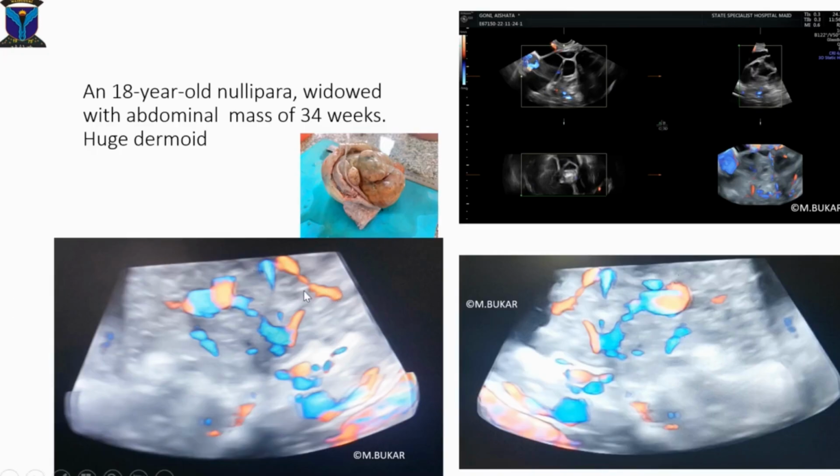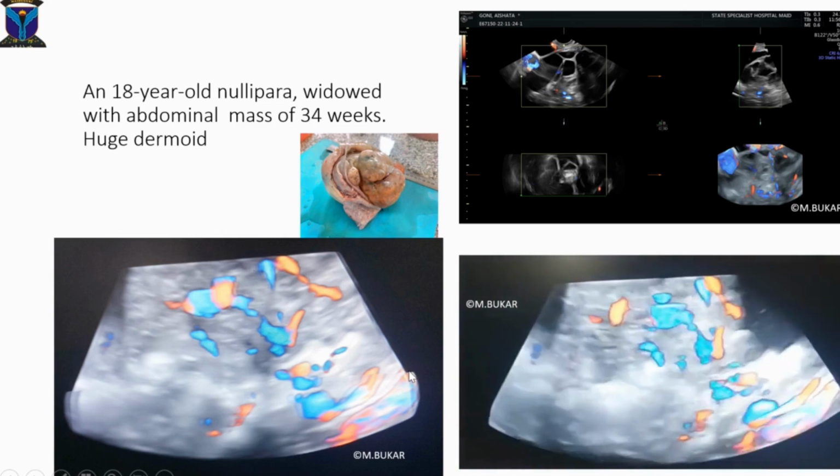This was a patient who had a vascularized dermoid. So look at the arrangement of the vasculature on the still image and on the cine loop.